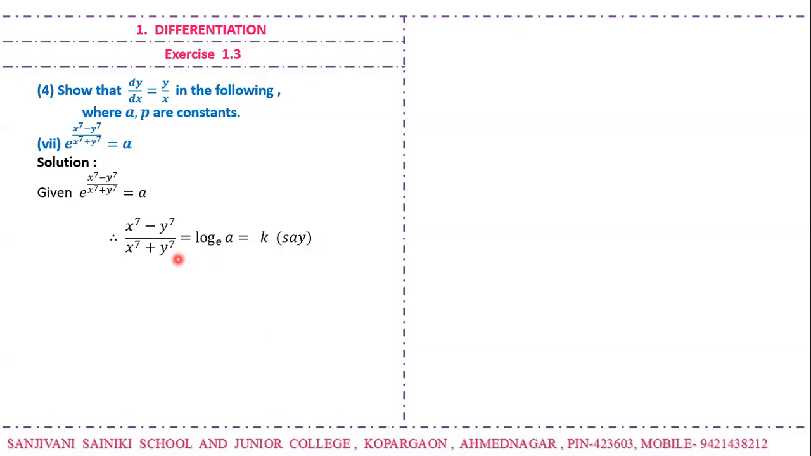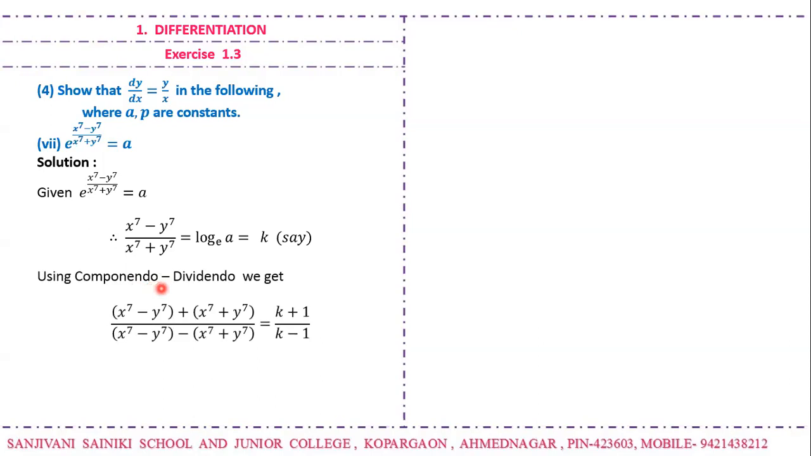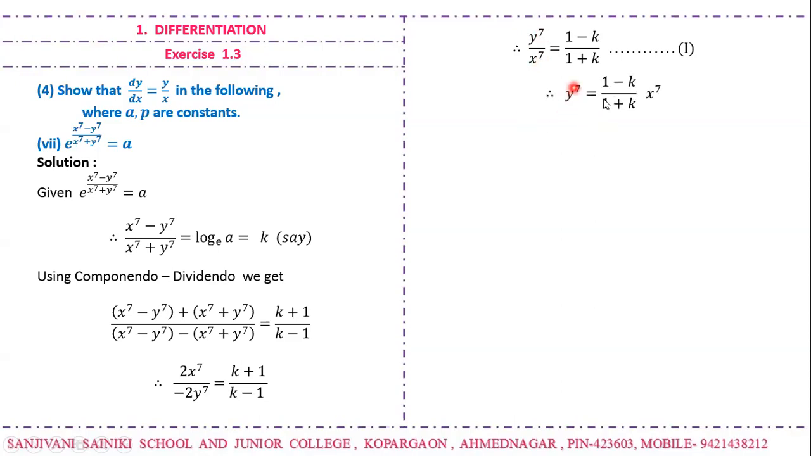So again using componendo and dividendo. If we do not use componendo and dividendo, no problem, but then we have to use the quotient rule for differentiation. It is complicated, so componendo and dividendo is the simplest one. So we get y raised to 7 upon x raised to 7 as (k minus 1) upon (1 plus k) equal to 1. I have given this minus 1 to this side, so it becomes 1 minus k. And taking the reciprocal on both sides, y raised to 7 is (1 minus k) upon (1 plus k) times x raised to 7.